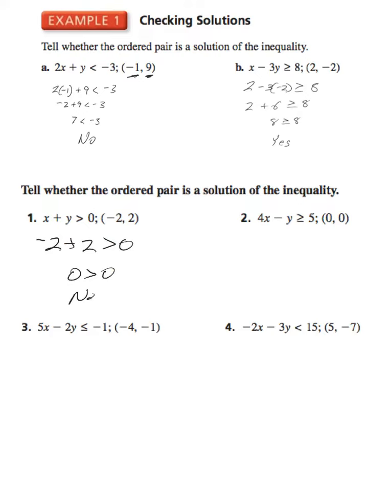Okay, so if you did this one correctly, you should have that it does not solve the inequality. Minus 2 plus 2 is greater than 0. 0 equals 0 is not greater than 0, so it is not a solution. Okay, move on to number 2, and please pause this video while you try this yourself. Now this one also does not work. If you plug in 0, you get 4 times 0 minus 0 is greater than or equal to 5, and that is also not true. So that point 0, 0 is not a solution. On to number 3.